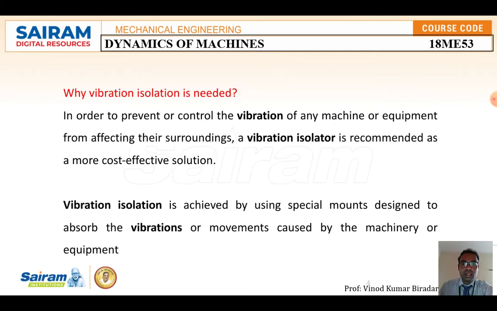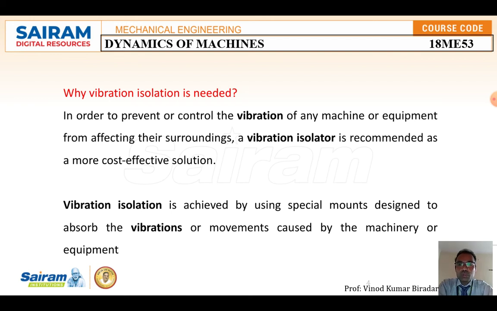Here we use some vibration isolation materials also. Rubber is used for shock isolation, and cork is used for acoustic isolation. Pad, felt, metallic spring, pneumatic spring, damper, and elastomers are some of the components we use for vibration isolation. Why is vibration isolation needed?